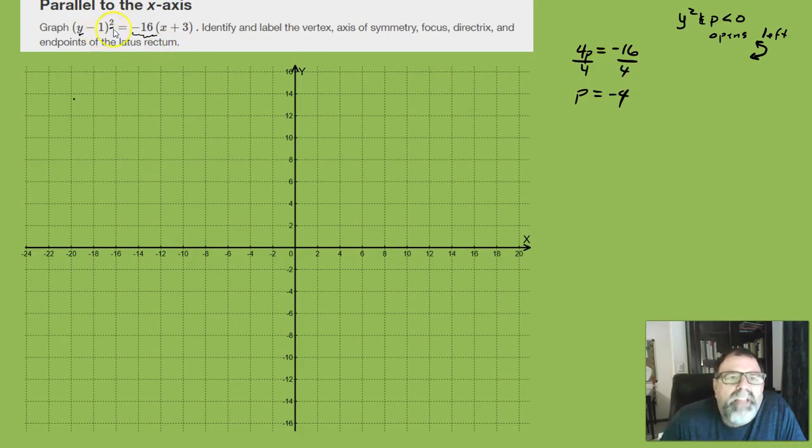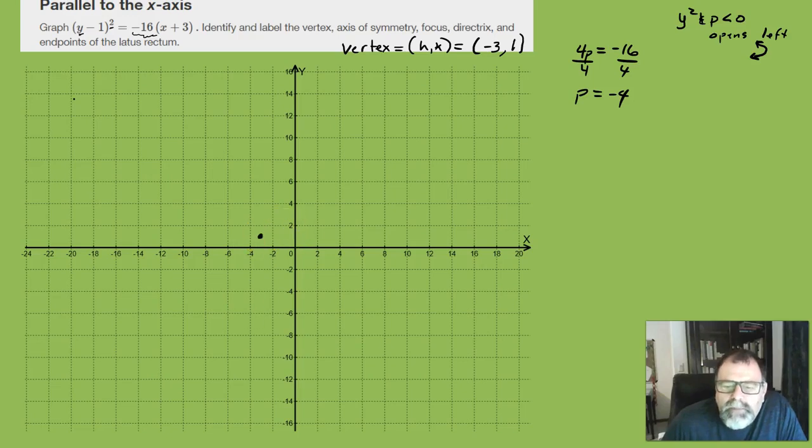Our vertex is h, k. Now be careful. This is the y coordinates with the y and the x coordinates with the x. So this plus 3, this is going to be h. So remember, you got to switch the sign. So our vertex is going to be h, k, which in this case would be negative 3, 1. So x is with x, y is with y. That's what you'll hear me say all the time. x with x, y with y.